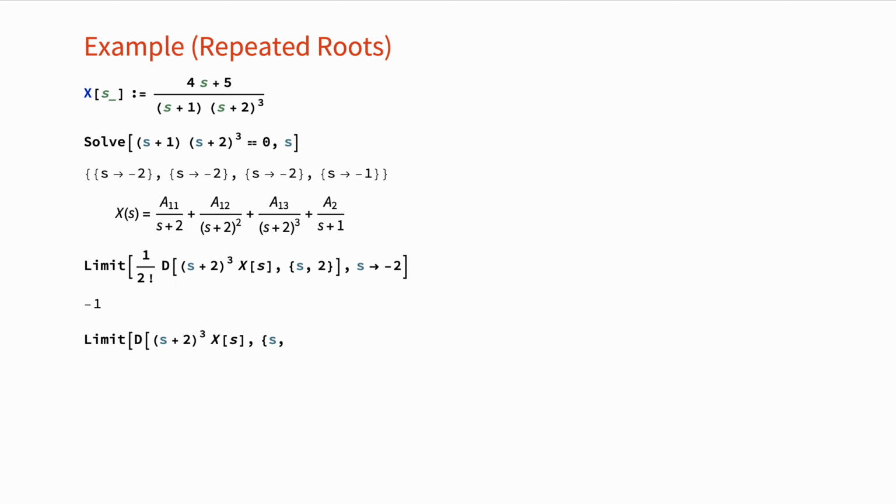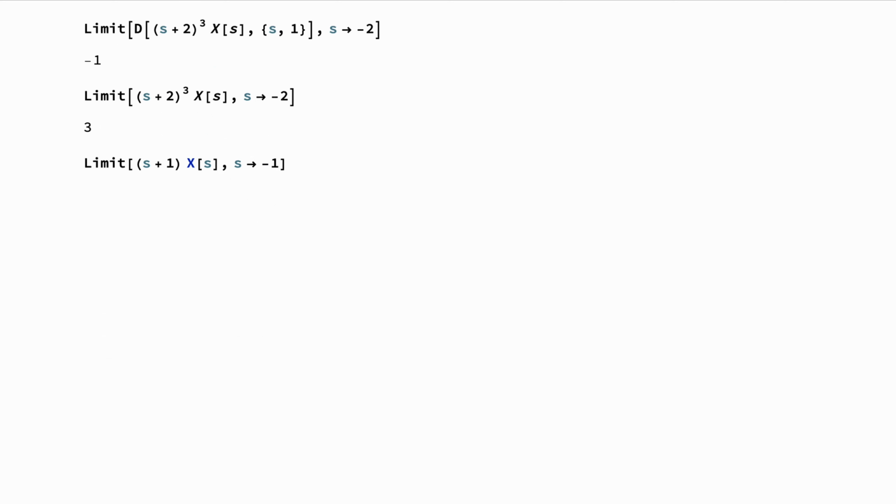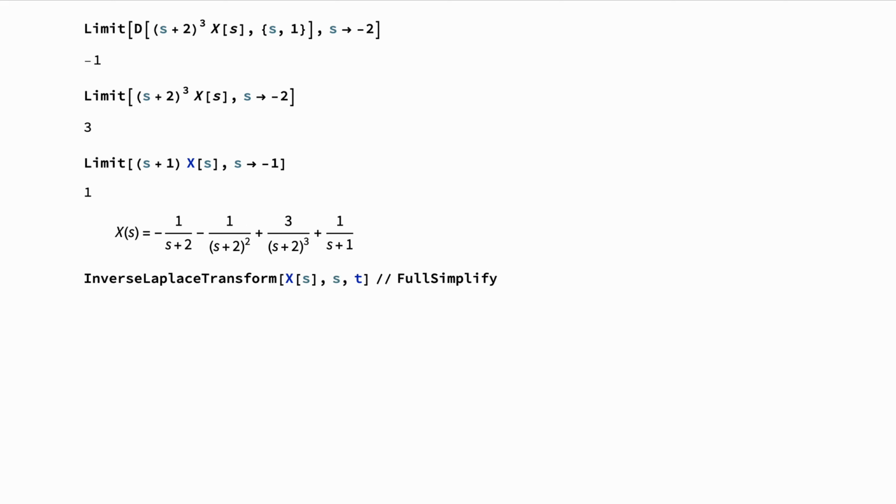We find the second residue. Here we have the first derivative of the expression, and the third residue, (s+2)^3 times X(s). Finally, we find a2 for the singular root, as shown here. With these residues, we can put together the expanded version of the Laplace transform X(s). Then we can use known transform pairs to find the signal x(t) itself, or using the Wolfram language, assuming that we want the right-sided signal, x(t) will be as shown here.